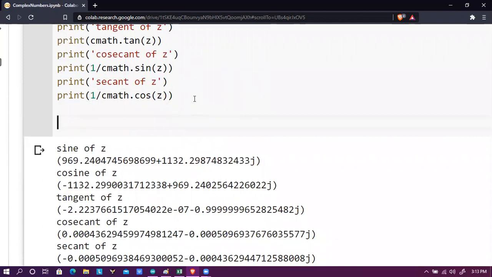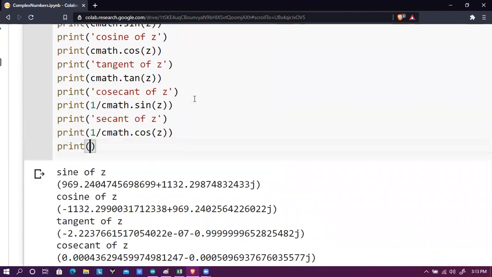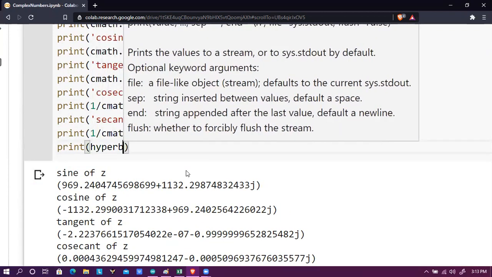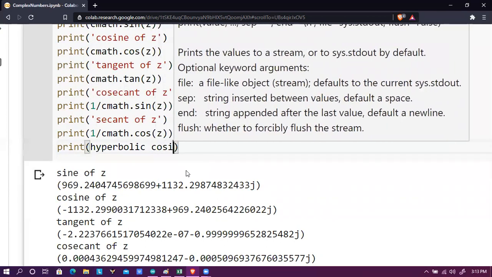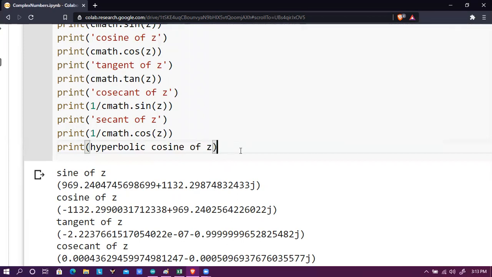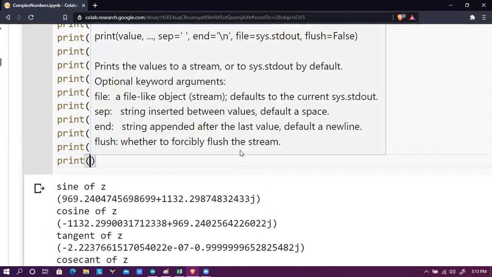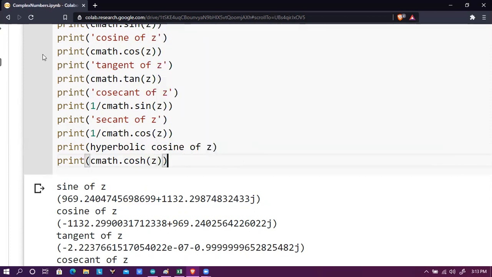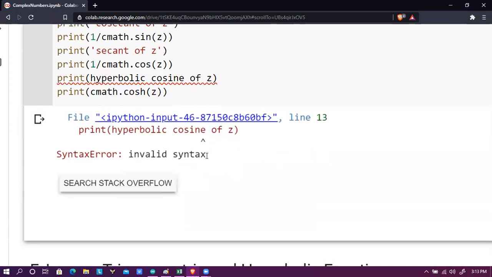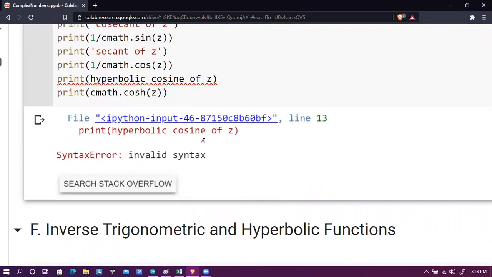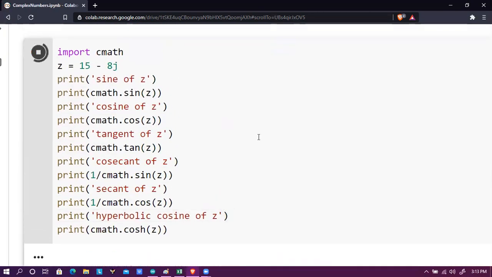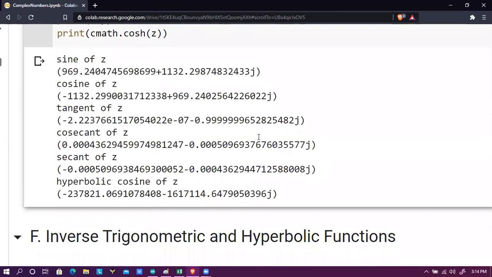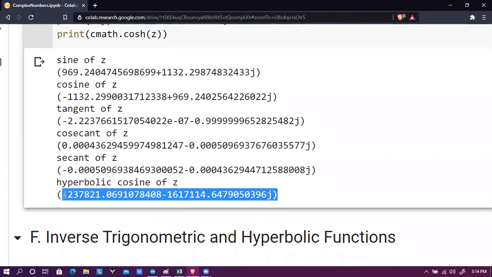Let's try to have the hyperbolic functions. Let's say I want to print the hyperbolic cosine of Z. So what are we going to do next? Colon, cmath.cosh of Z. Then press run. It says invalid because we don't have a delimiter here, so we need to enclose this with a single quotation. All right, run the code. That is the hyperbolic cosine of your complex number.